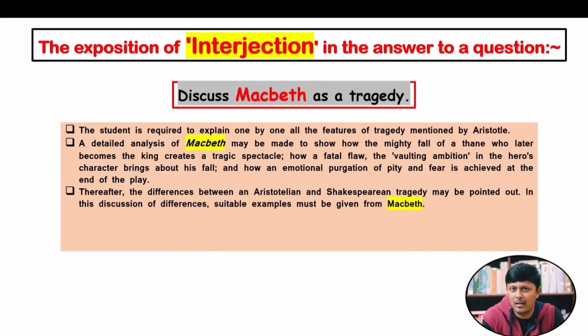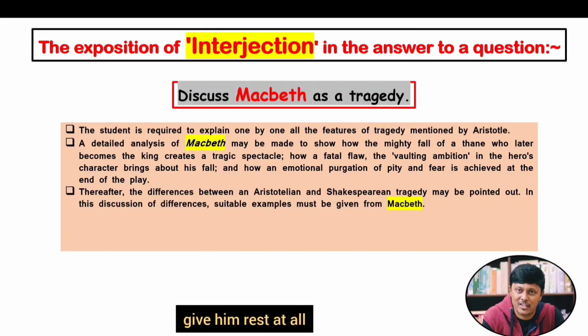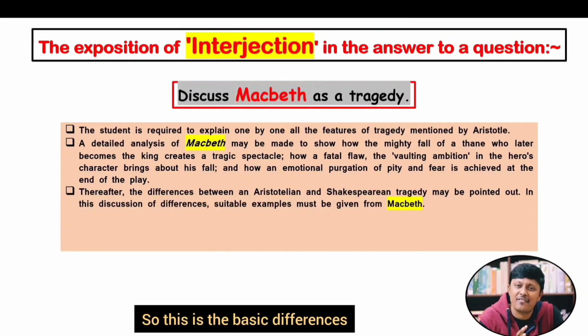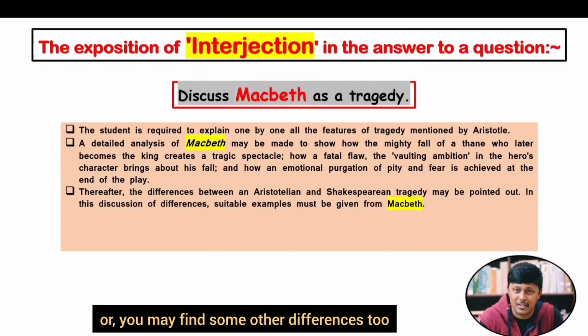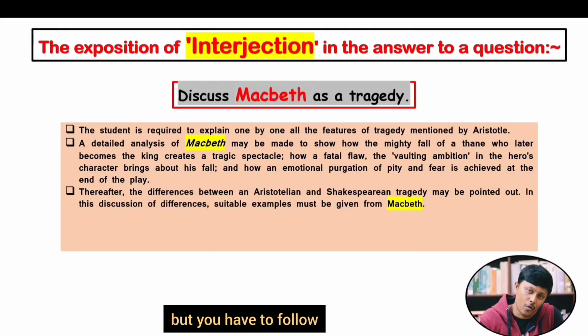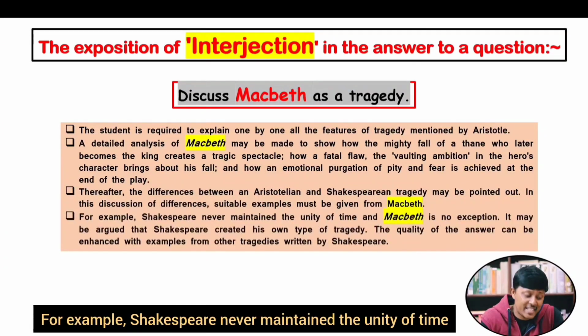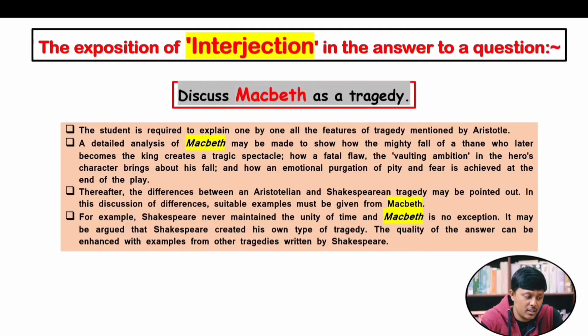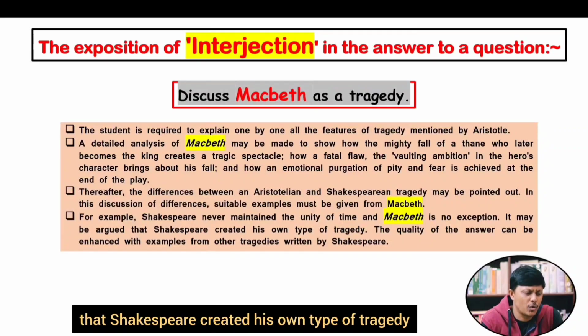So he kills Duncan because he wants to be a king. His vaulting ambition gives him no rest at all. So this is the basic difference, or you may find some other differences too, but you have to follow this way. For example, Shakespeare never maintained the unity of time, and Macbeth is no exception. It may be argued that Shakespeare created his own type of tragedy.